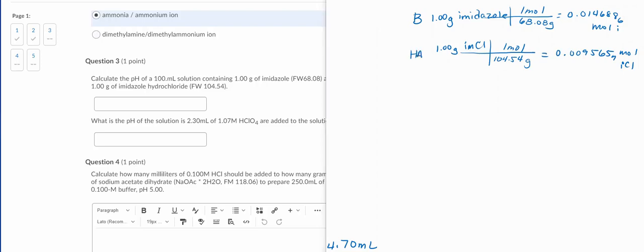So when we use the Henderson-Hasselbalch equation, again, pH is equal to pKa plus the log of whatever our base is over our protonated base. That's where we put our numbers. So that 0.014688 goes up here, and then the imidazole chloride value goes down here. But what about that pKa?